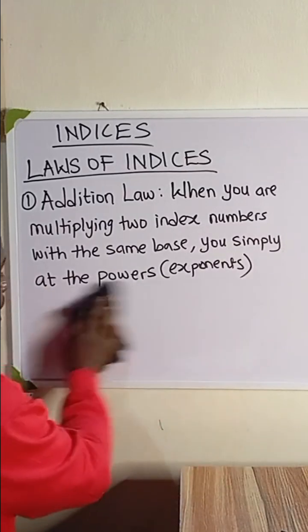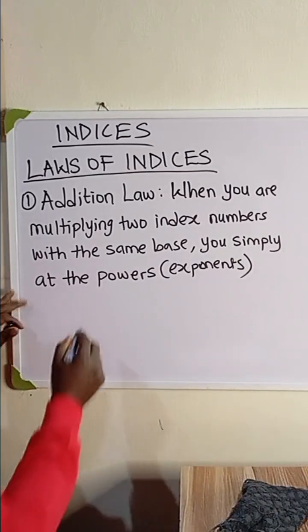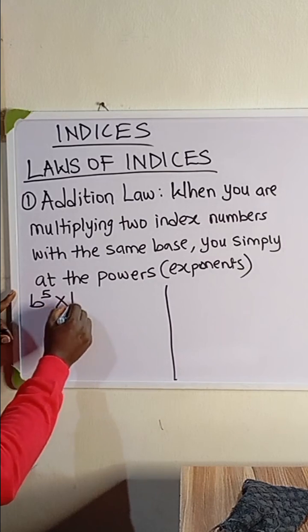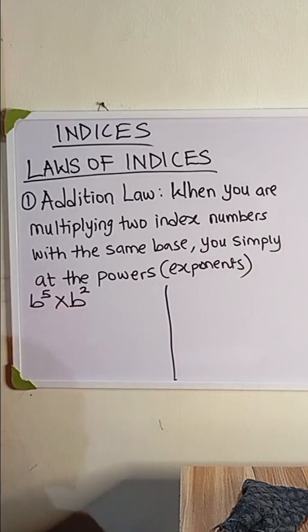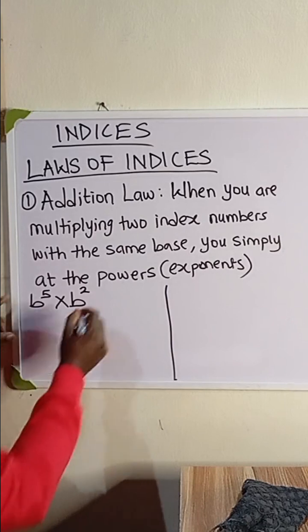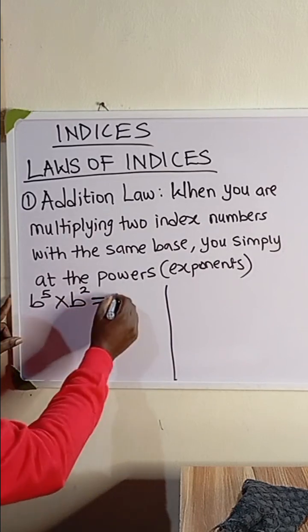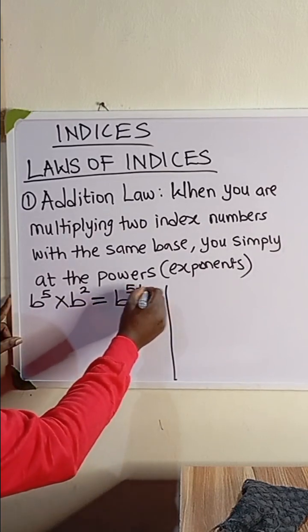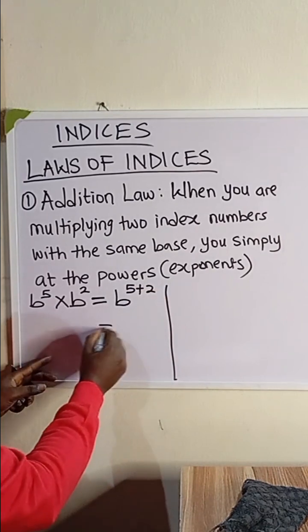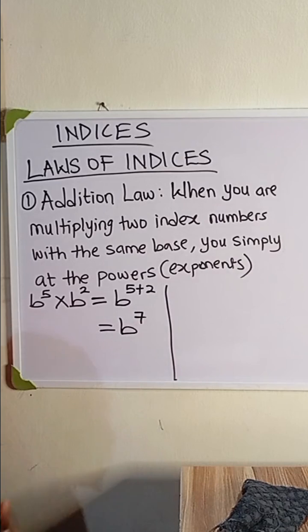So let's see why this is correct. Let's say I have b to the power of 5 multiplied by b to the power of 2. Applying this law of addition, we observe that the bases are the same. Therefore, we need to add the exponents. So b to the power of 5 plus 2 is going to give us b to the power of 7.